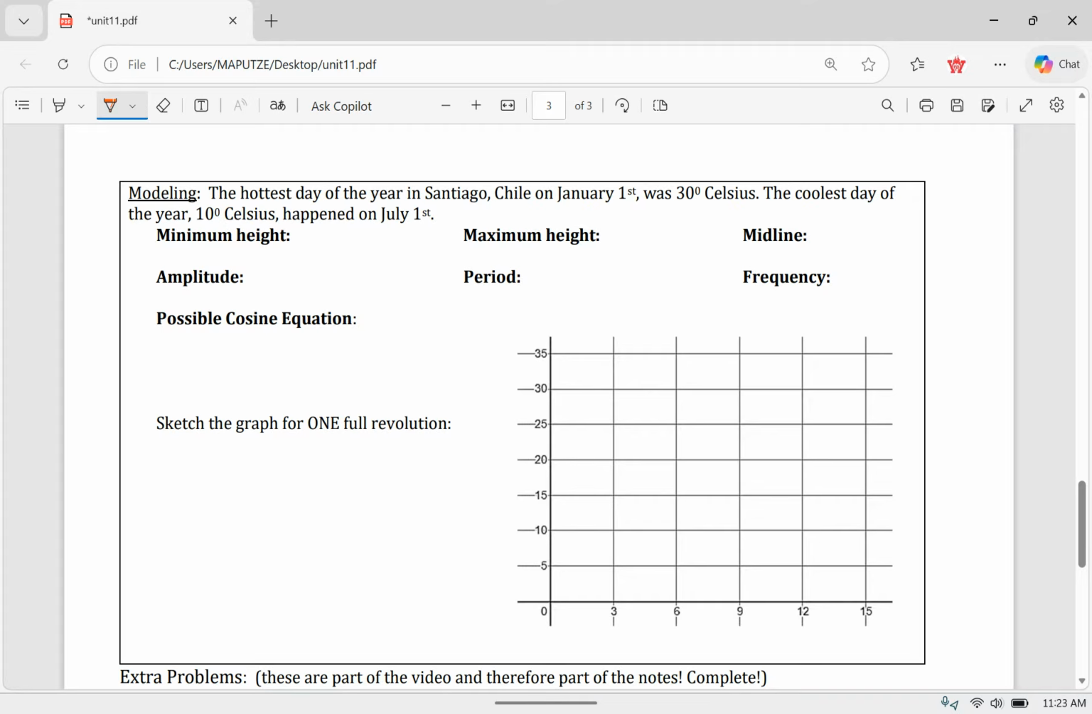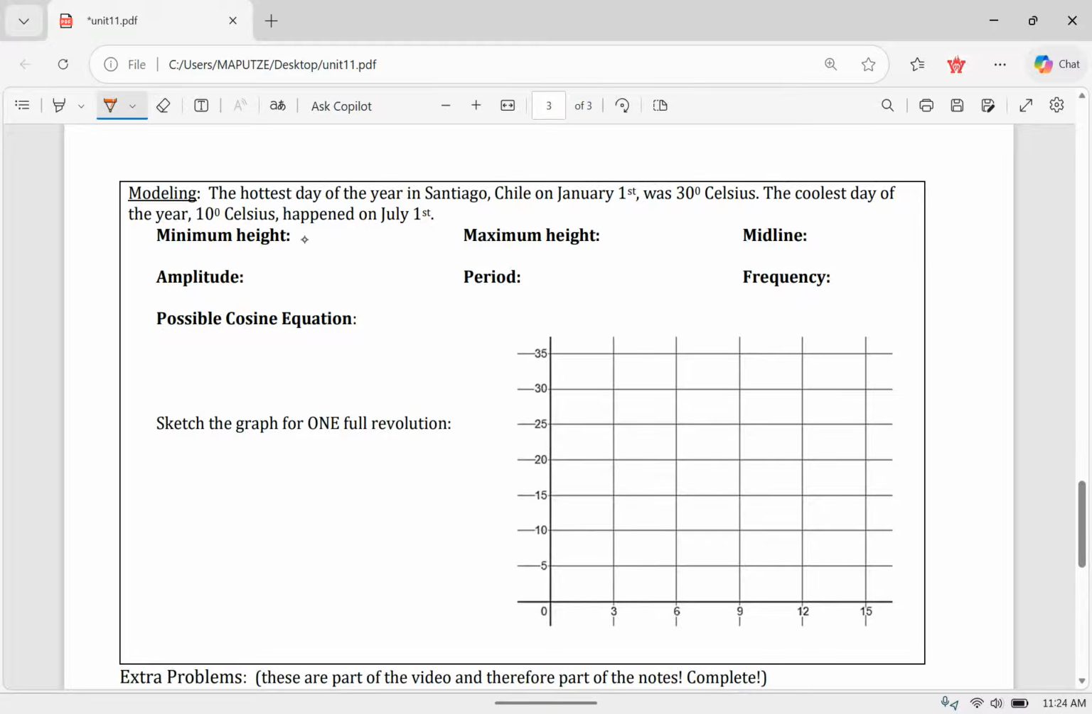The hottest day of the year in Santiago, Chile on January 1st was 30 degrees Celsius. The coolest day was 10 degrees Celsius, which happened on July 1st. So what we're trying to do here is come up with a possible equation and then make a sketch. Okay, to do that, we have some scaffolding questions here to help you.